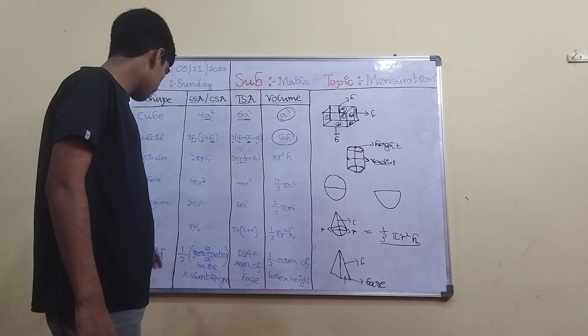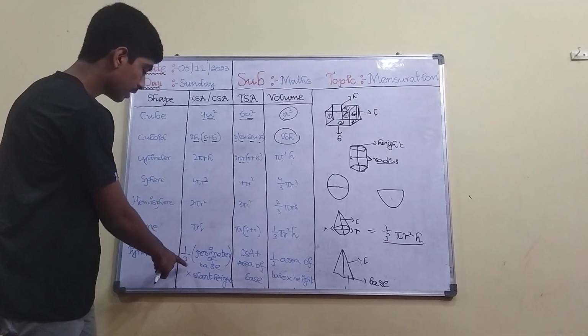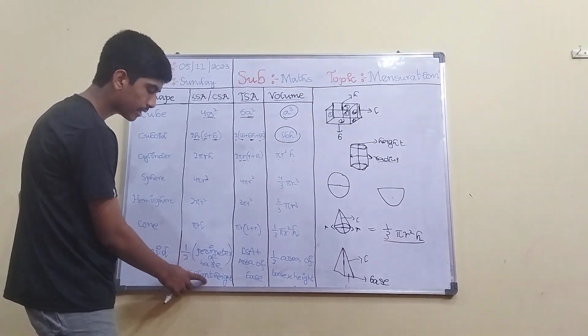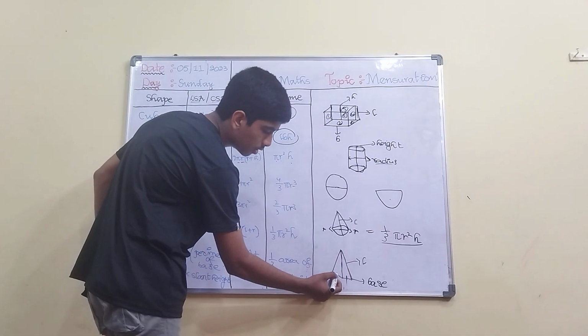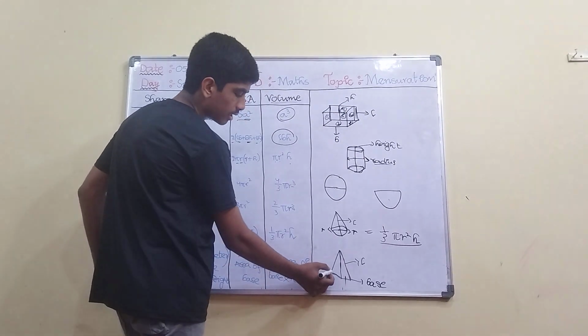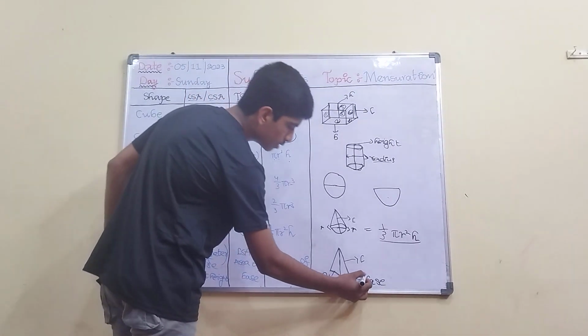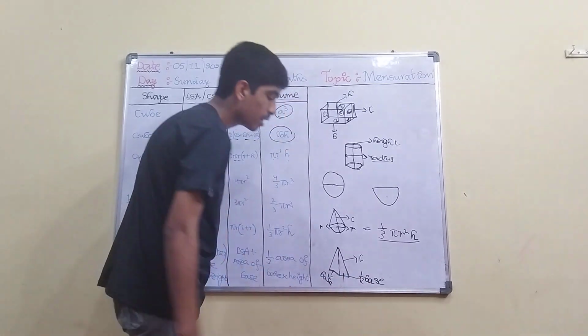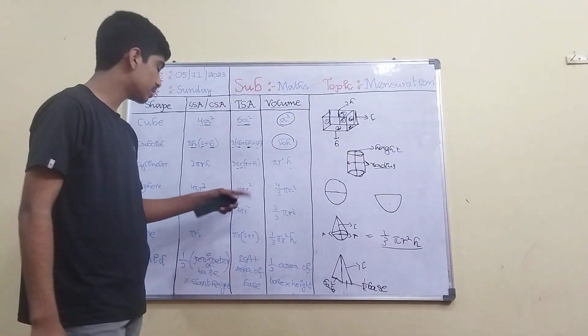Next one is TSA for pyramid. LSA plus area of base. What is the LSA given here? Half perimeter of base into slant height plus area of base. Now we should take the whole base now because it is total surface area. This is the whole base. And this was half of the base. Half perimeter of base and base. LSA plus area of base. This is the TSA for pyramid.